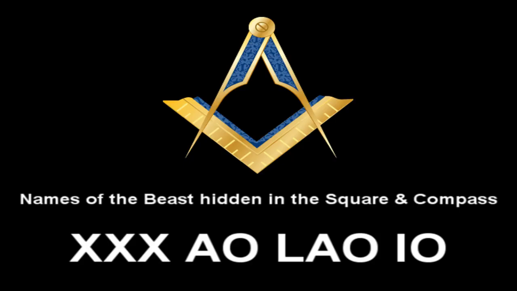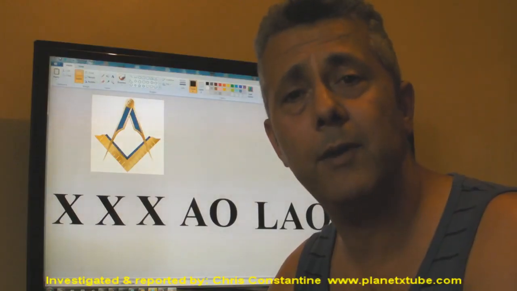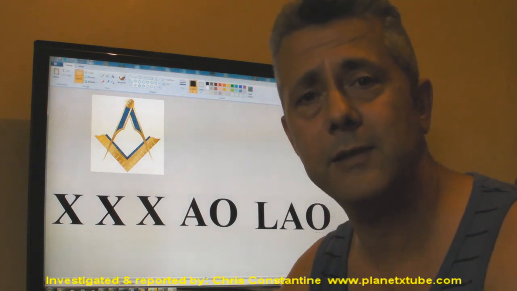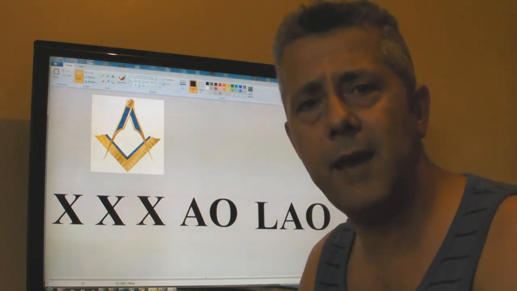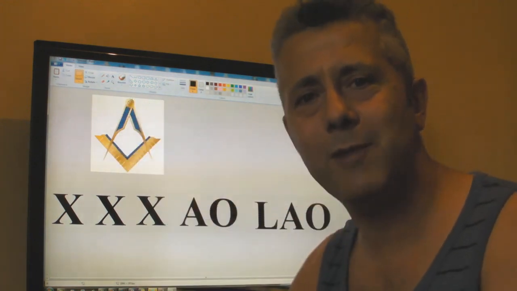And don't forget that Freemasons use pagan symbols. All of their symbols are pagan, and pagans by their own admission worship Helios. And Helios is just another name of Eo, Ao, Leo, Apollyon, Alexander the Great, the beast from the pit from the book of Revelation, by their own self-admission, and by their own self-admission they also practice witchcraft. So there you have it. That's what's hidden in that very simple square and compass logo.